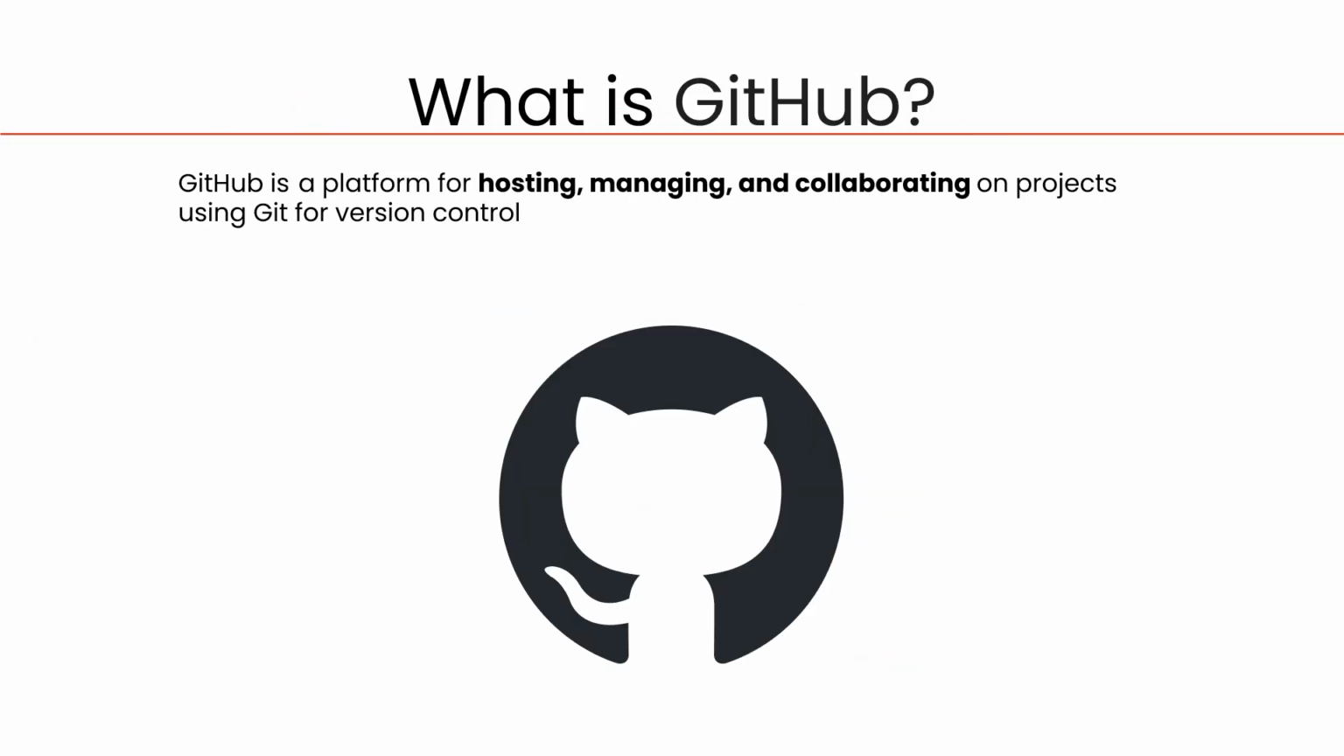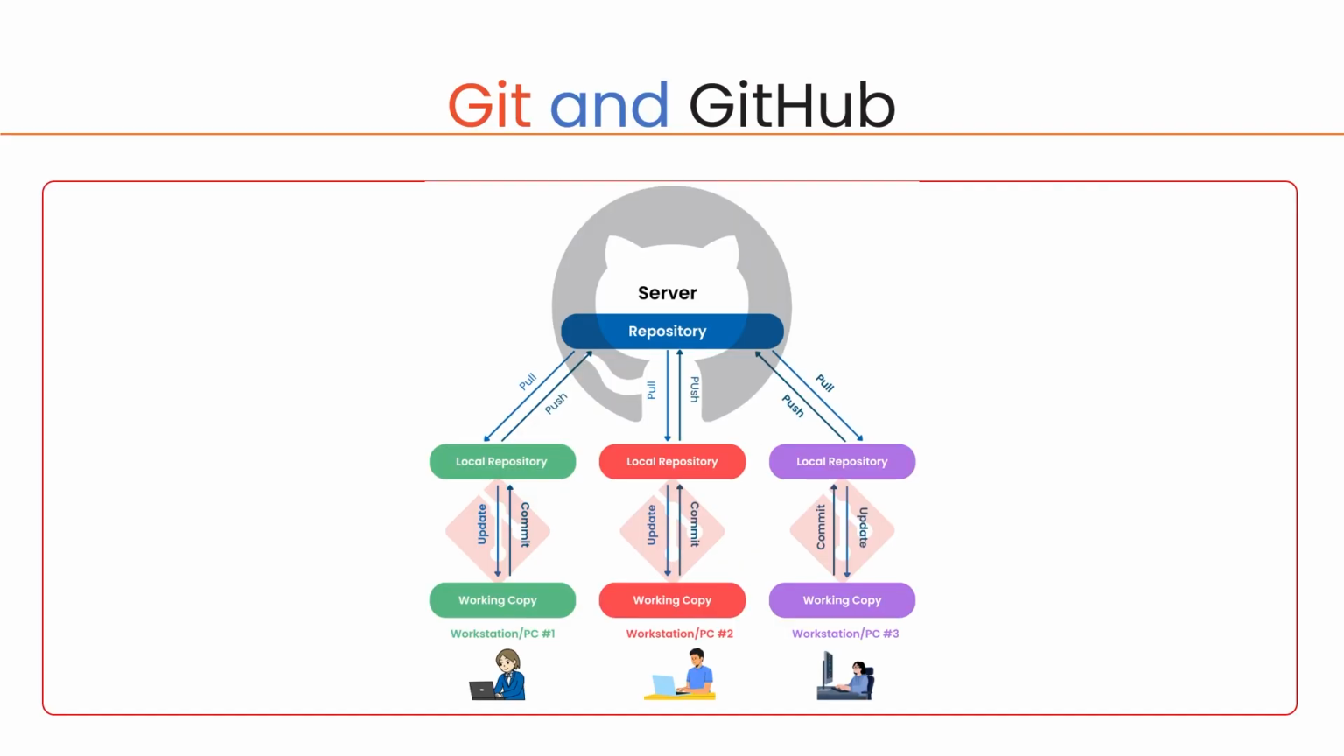What is GitHub? GitHub is a platform for hosting, managing, and collaborating on projects using Git for version control. Now let's revise Git and GitHub.